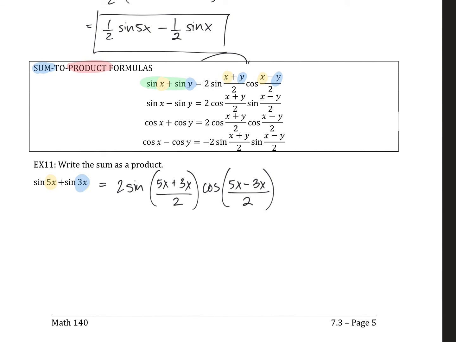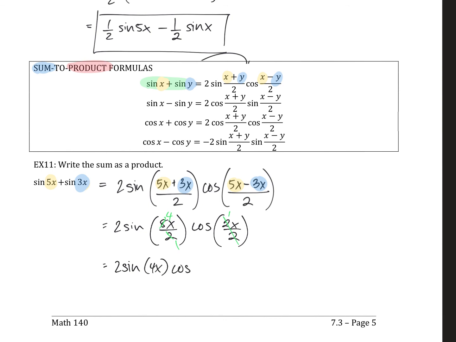Okay, real quick, color coding. All right, so let's simplify further. Now we have 2 sine, and all the x values will add up, so we'll get 8x divided by 2. Cosine of, subtracting, we get 2x divided by 2. Can we do any other simplifying? Yes, we can. We can simplify the fractions in here. And then we'll get 2 sine of 4x, cosine of x.